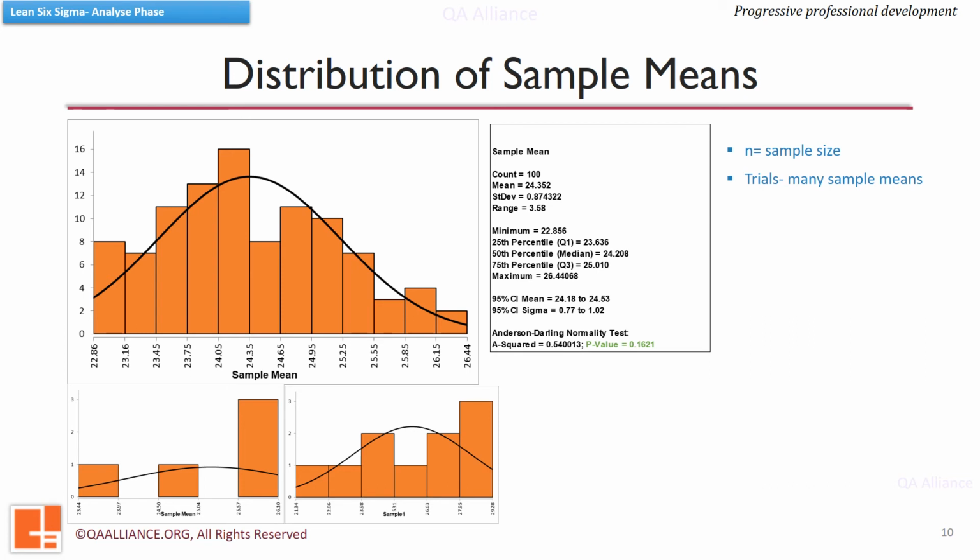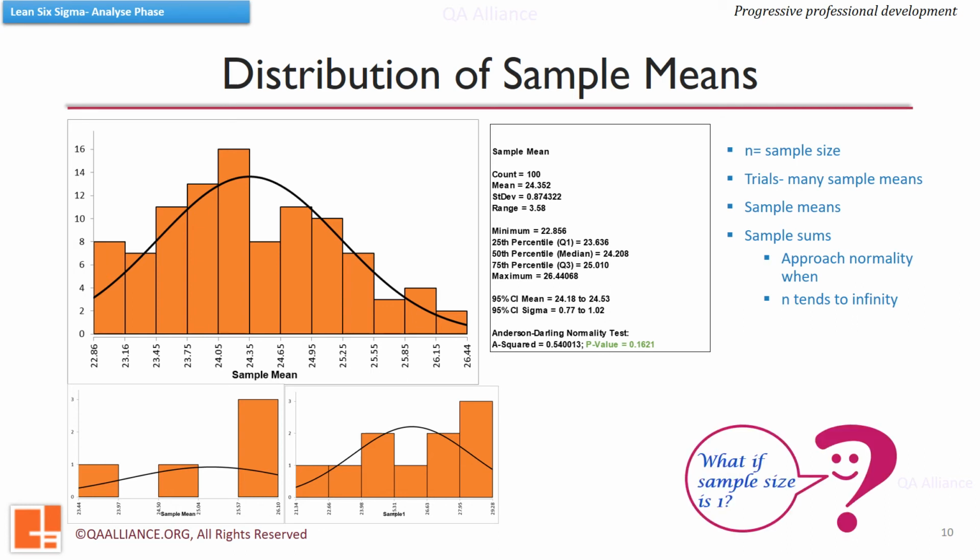We should again note here that sample means and sample size will behave in similar fashion, that is, when n tends to infinity, the distribution in both the cases will approach to normal. Another thing to ponder upon, what if sample size is 1? We'll leave this up to you to experiment. Get in touch with us for any help.